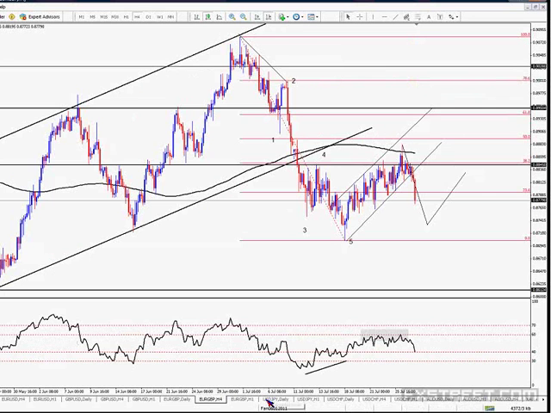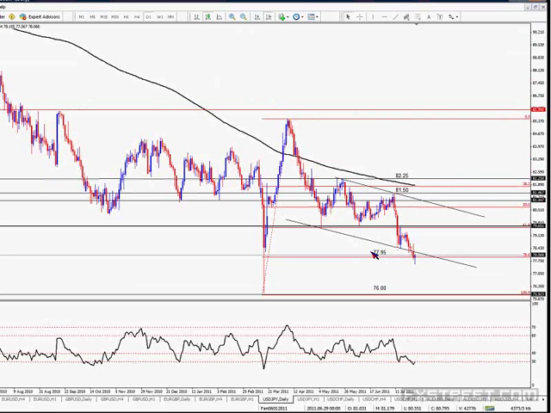Okay, so let's move on to the daily chart of the dollar yen. And here we have the daily chart. Okay, so we reached 77.95, 78 area, which is the 78.6% retracement.